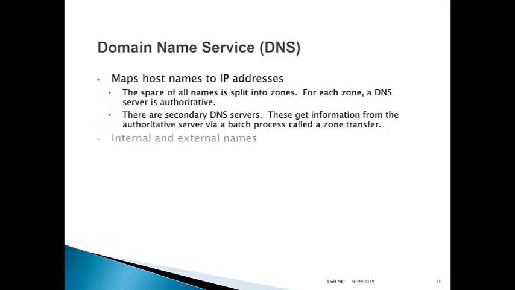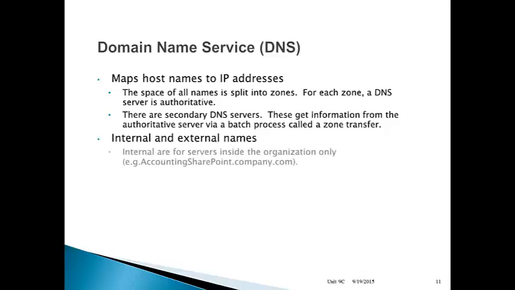DNS handles both internal and external network names. Internal names are for servers that are accessed inside the organization only, like accountingsharepoint.company.com, which is only accessed by the accounting group inside company.com, for example, and shouldn't be presented or mapped for the outside world. Note that Microsoft Active Directory also advertises services, not just hosts, but actual services that Active Directory provides via SRV records. You want to know where a domain controller is, the SRV record will tell you.